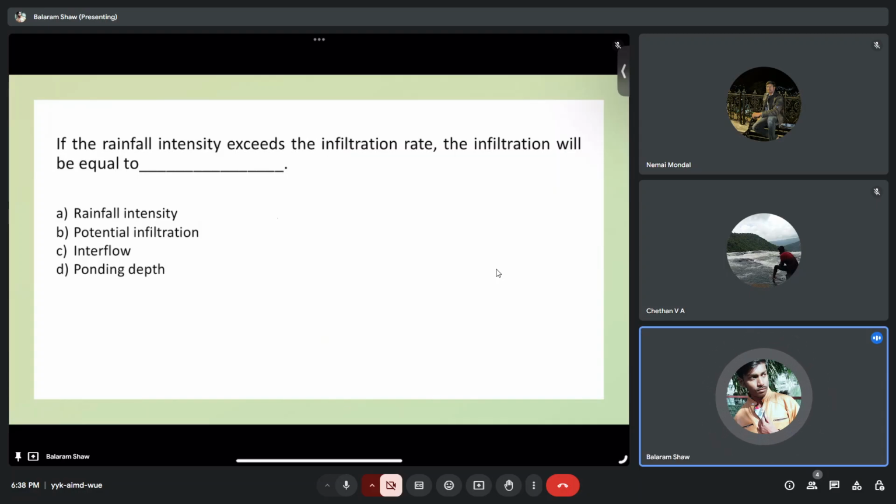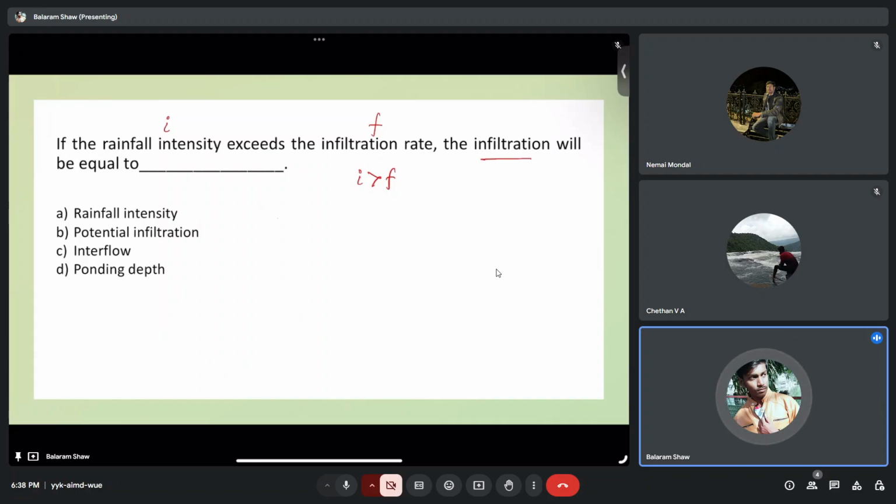So let's say the rainfall intensity is I, and the infiltration rate is, let's say, F. The infiltration will be equal to what? We are given that if I is greater than F, then the infiltration will be equal to what? Right. So now the rainfall intensity is more than the infiltration rate.